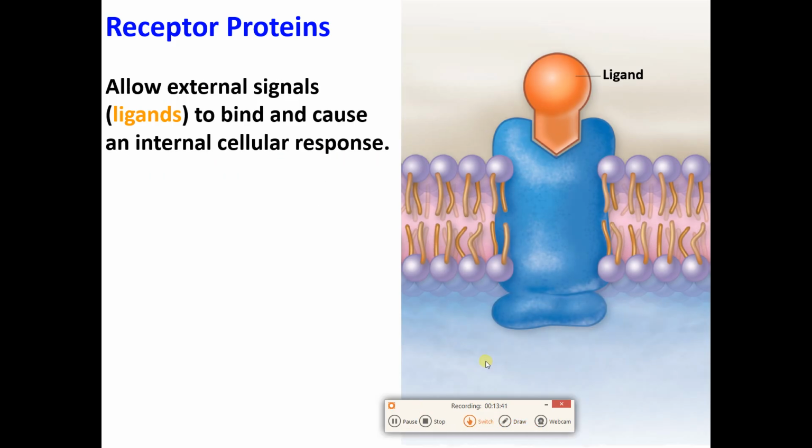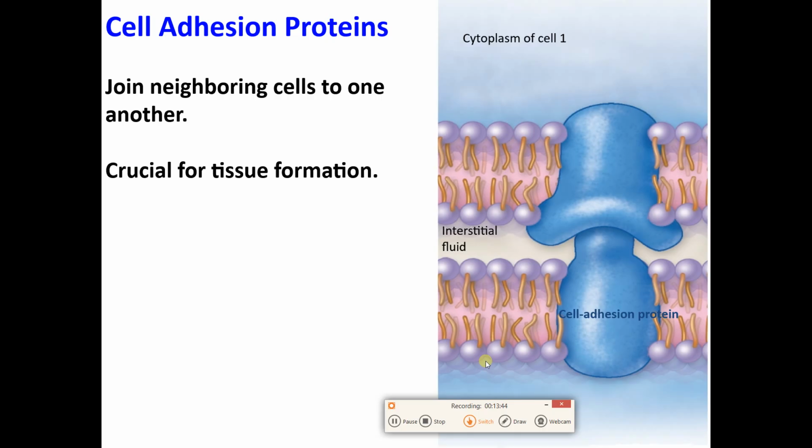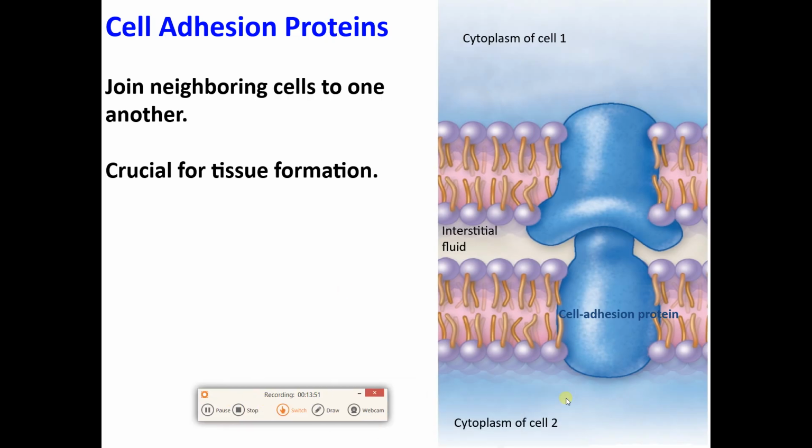Okay, what about some other jobs? They can be cell adhesion proteins. So here I have 2 neighboring cells. So I got cell number 1 and cell number 2.